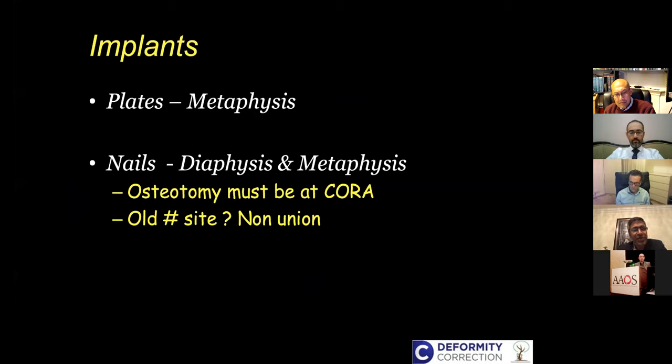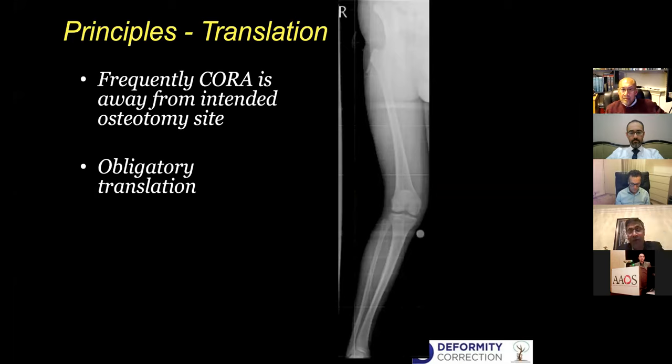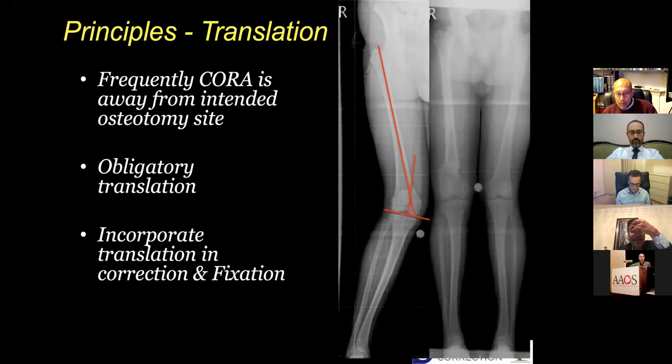In the implants, what we're going to use, generally plates are pretty good for metaphysis, and nails can be used for diaphysis. And in metaphysis, nails can be used depending on how much translation you're going to get. And therefore, it's quite important to pre-plan this before. Now, we all know by experience that often you'll find that the CORA is quite close to the joint, and therefore your osteotomy has to be a bit away, and therefore we have to use rule 2, which means there's an obligatory translation, like in this case, and therefore it's quite important that we incorporate a translation into the fixation planning and what implant we're going to use.